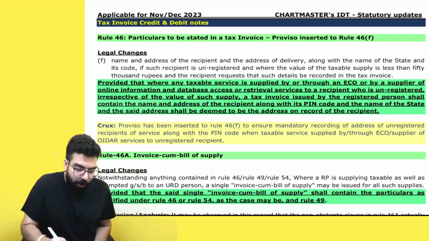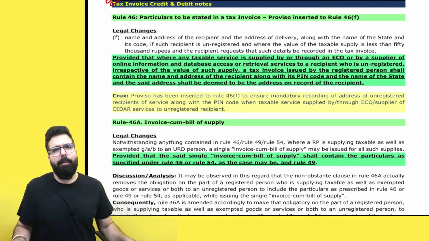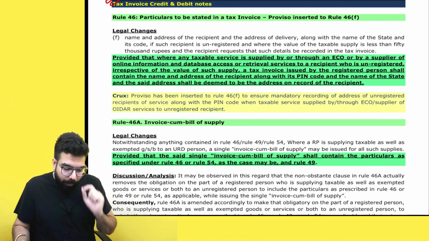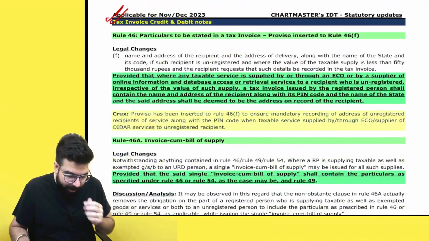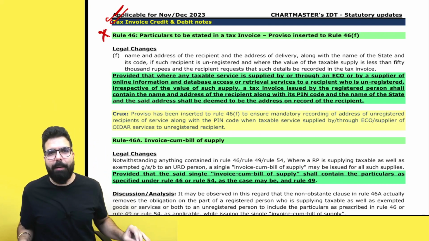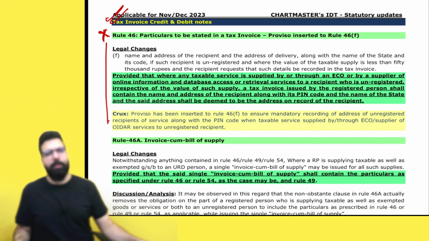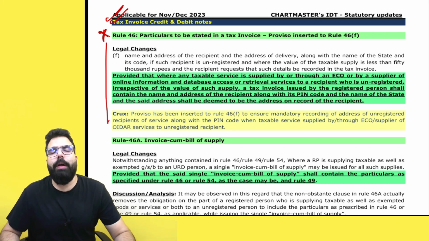Please come to the next one. The next one is in the chapter of tax invoice. Sir, what amendment has come in the chapter of tax invoice? When you read the chapter of tax invoice, listen to me very carefully. This amendment is not applicable for CA Inter students. Whenever any amendment is not applicable for CA Inter students, I'll tell. Okay? This first amendment is not applicable for CA Inter students. Listen carefully, CA Final students, listen.